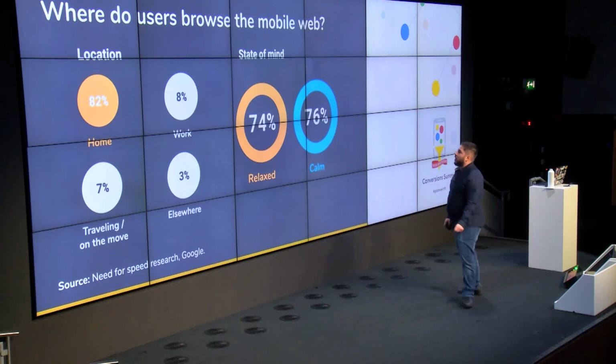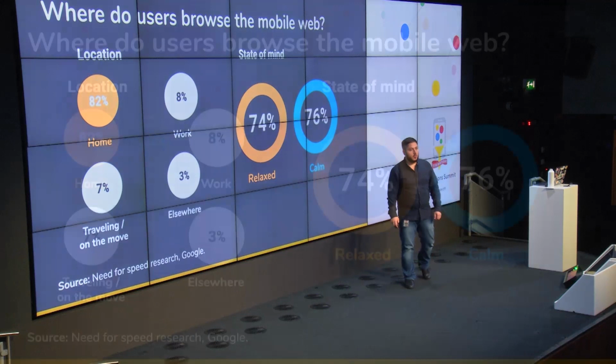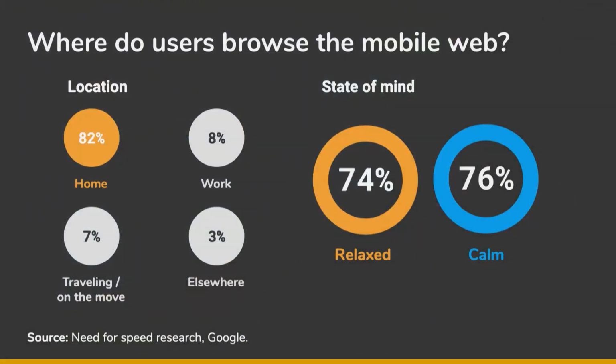Where do users browse the mobile web? When I saw this, I thought it was ridiculous. Most people are browsing from home. It's a mobile device, right? But then you think about it logically: Wi-Fi connection, relaxed, calm. If someone's relaxed and they're at home, the web feels much faster. Whereas if they're walking around and standing up, everything feels slower.